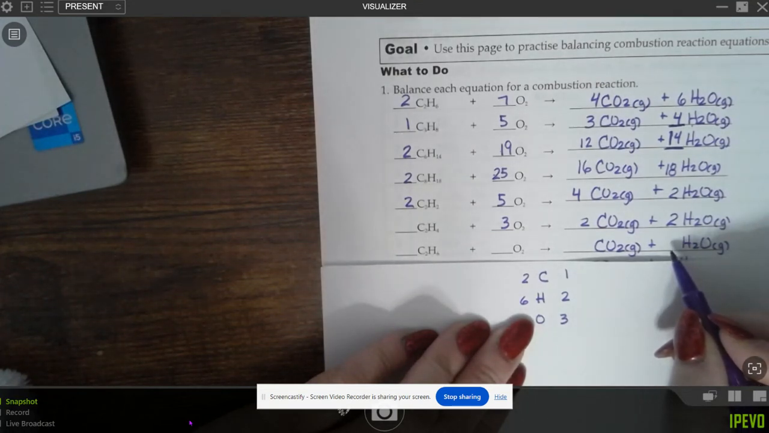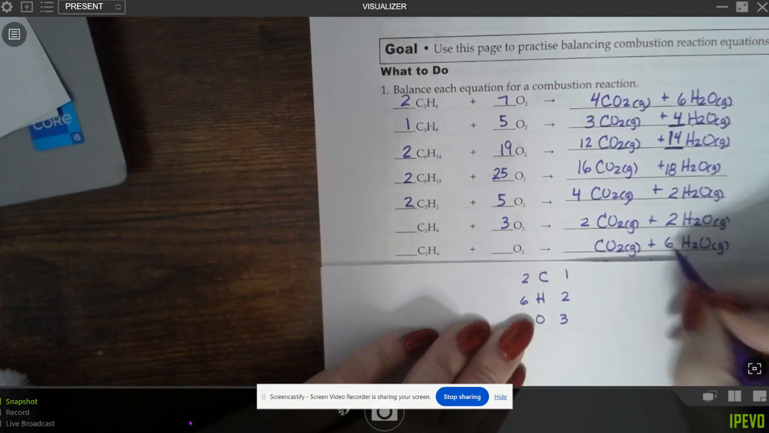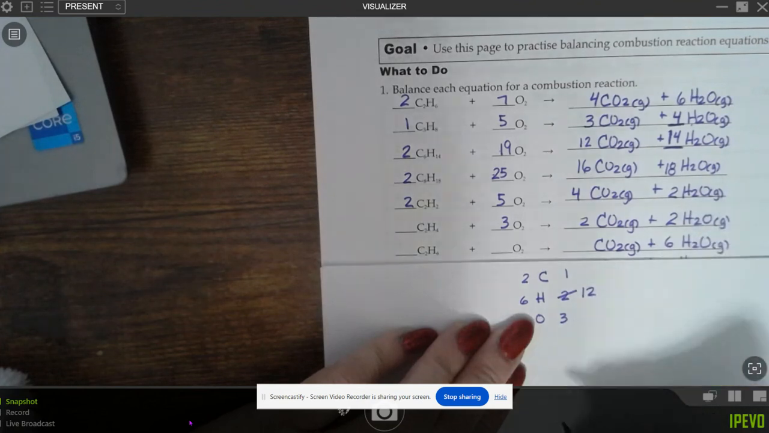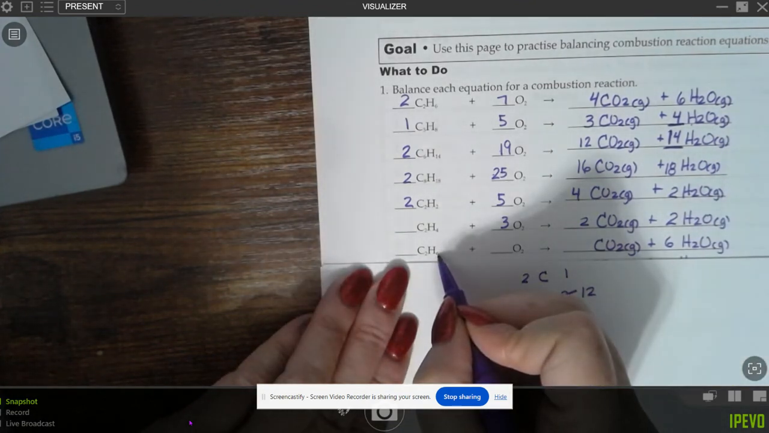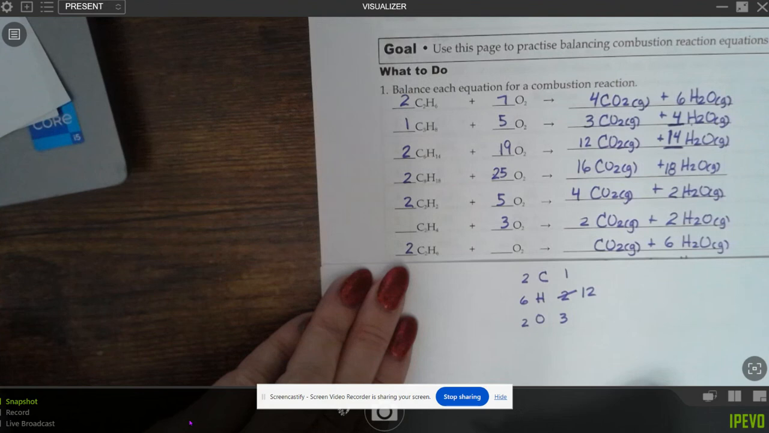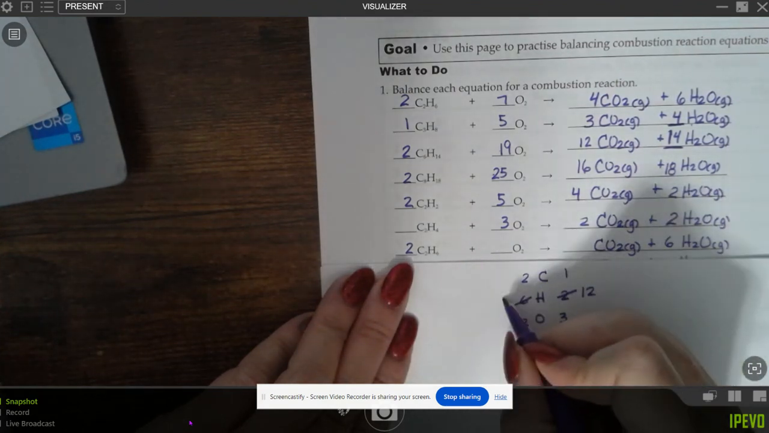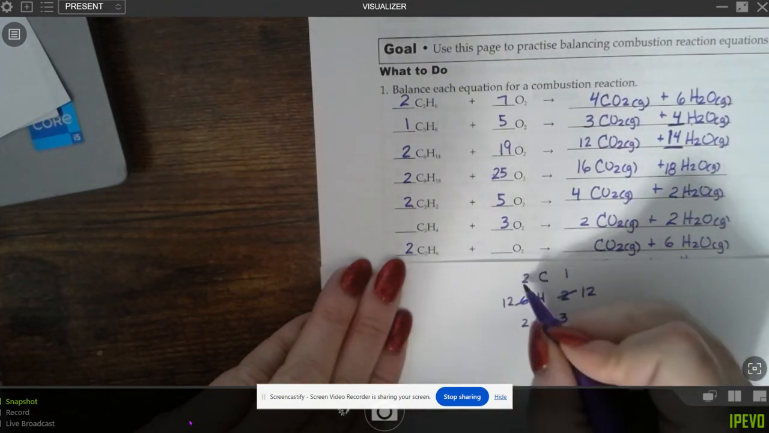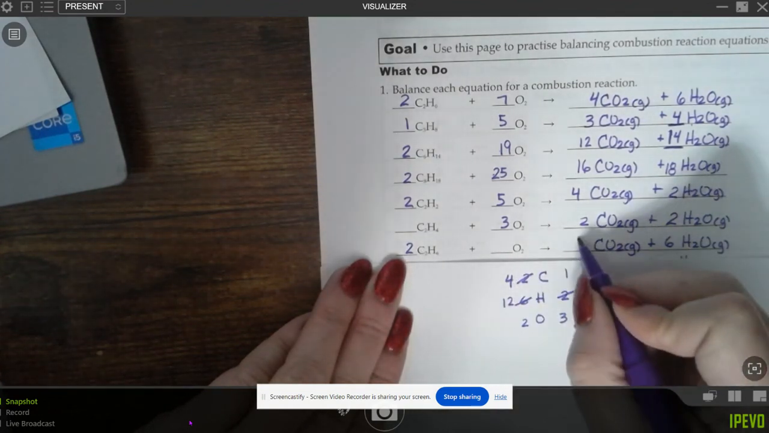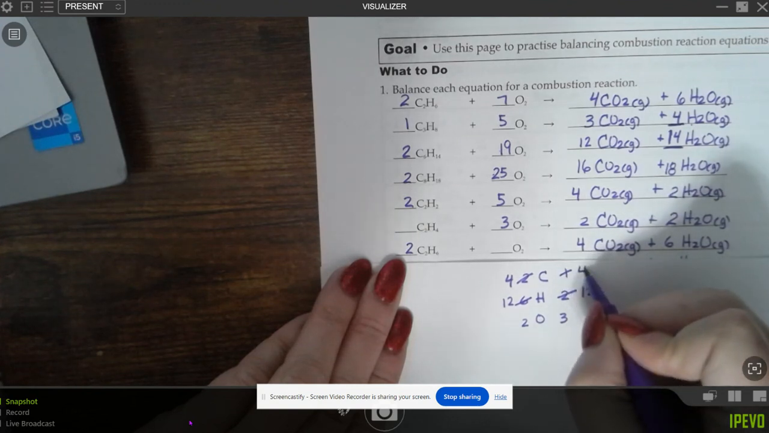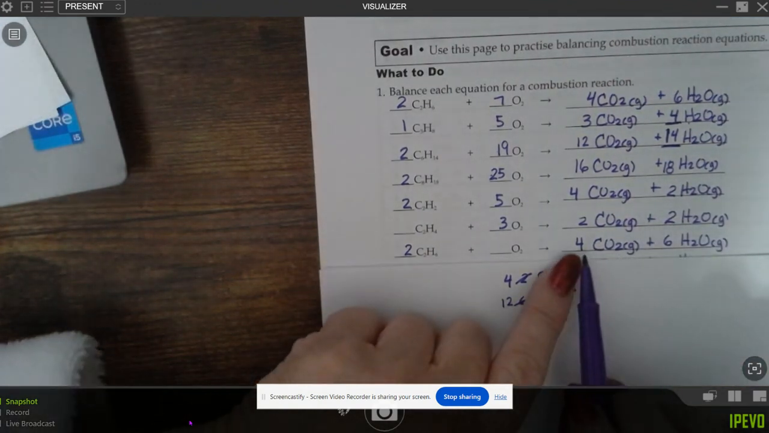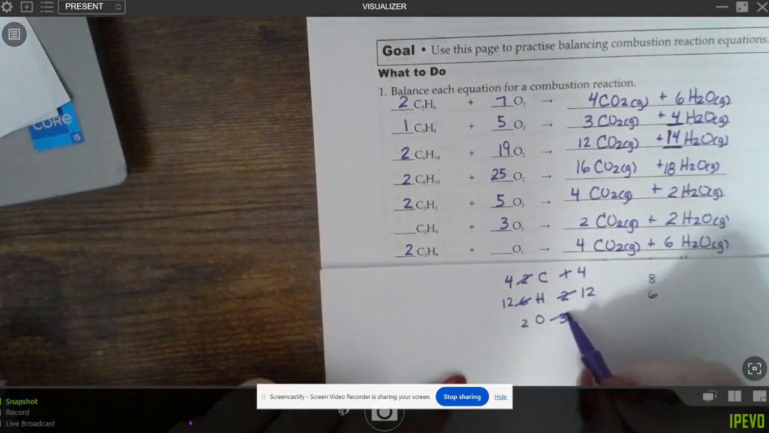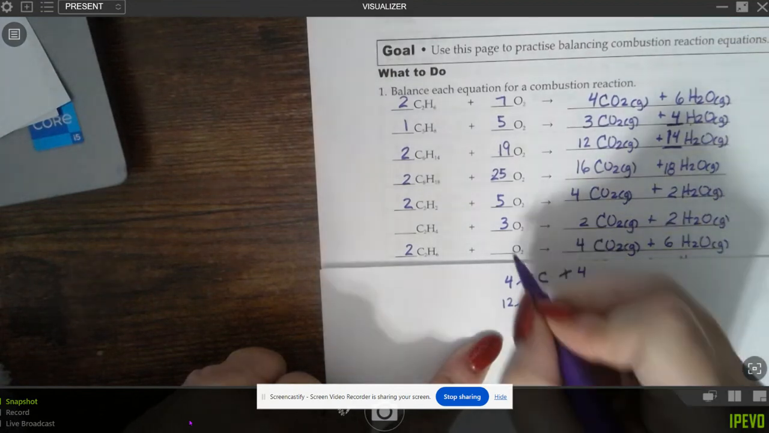3 is an odd number, so I have to double it. So 6. All right, so 6 times 2 is 12. So to get 12 hydrogen over here, I would have to do 2 times 6 is 12. All right. Carbon, 2 times 2 is 4, which means I need a 4 in front of CO2. And then here I've got 4 times 2 is 8, plus 6 is 14 oxygen, which means I need a 7 there.